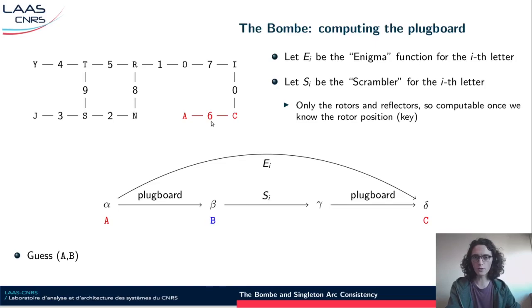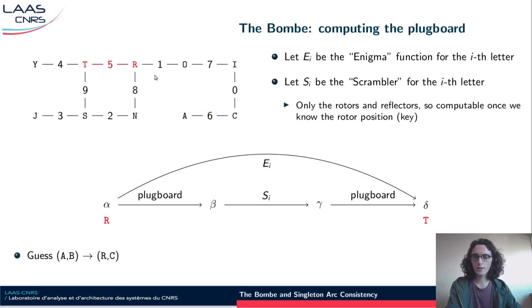Because you know the key and you know it's at step 6, you can compute the action of the rotors and the reflector, and you know that it would give you the letter R if you have B as an input. And then because your output is C, you have the new information that if A is linked to B, then it must be that R is linked to C in the plugboard. And you can continue that action for every edge in your menu.